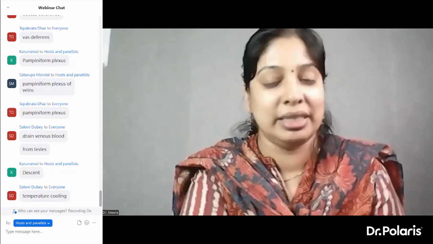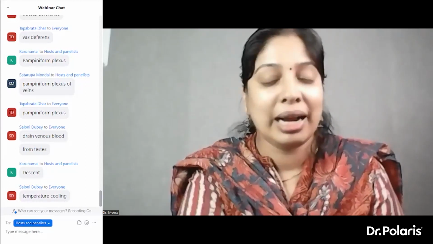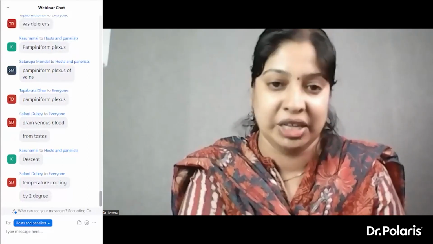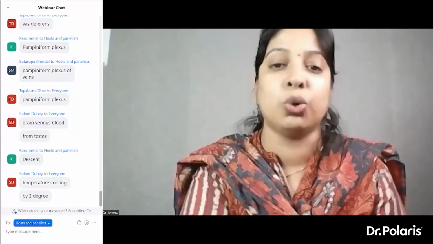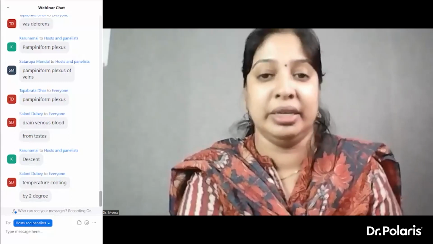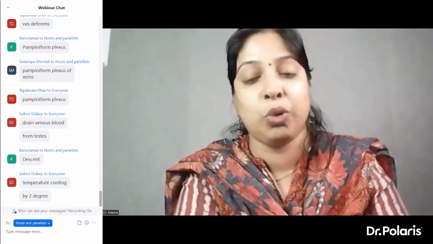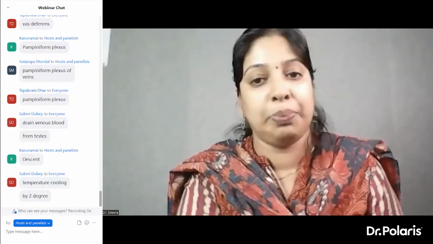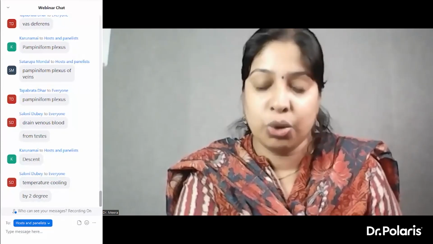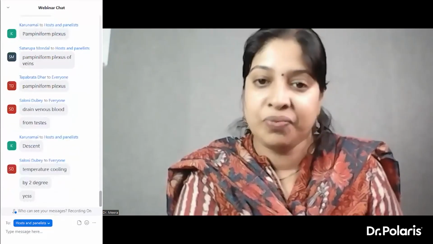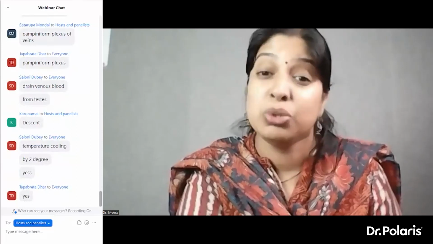Yes, very good, Saloni. That means the pampiniform plexus will act like a heat exchange. It will reduce the heat of the scrotum because it's like a counter current heat exchange. So pampiniform plexus is very important. It is reducing the temperature of the scrotum so that spermatogenesis can happen. If the spermatogenesis does not happen, what will happen? When the counts are low, the male patient will be infertile, right? Yes or no? So the main function of the pampiniform plexus is to reduce the temperature.